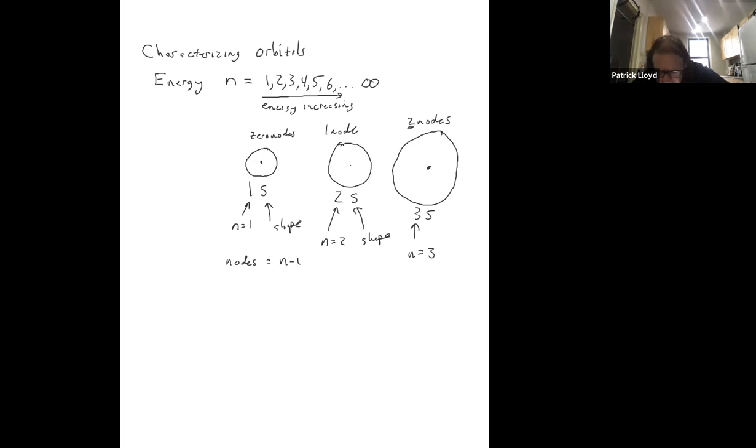Now, what does that mean to say they have nodes? It's like an onion, within this wave, you have 2 nodal planes. Oh, these are actually nodal surfaces. Okay, there are 2 of them right there. For this one, there's only 1. And then for this one, there are no nodes, okay? n minus 1, 1 minus 1 is 0. So there are 0 nodes, okay?